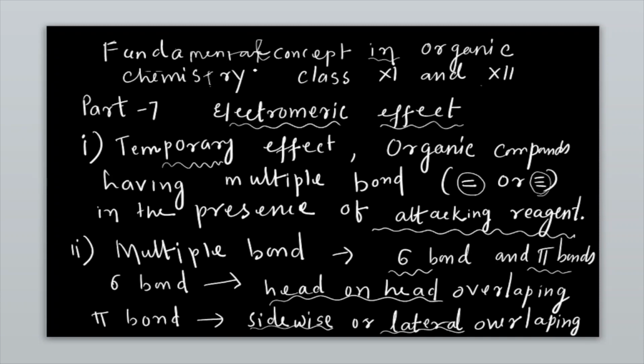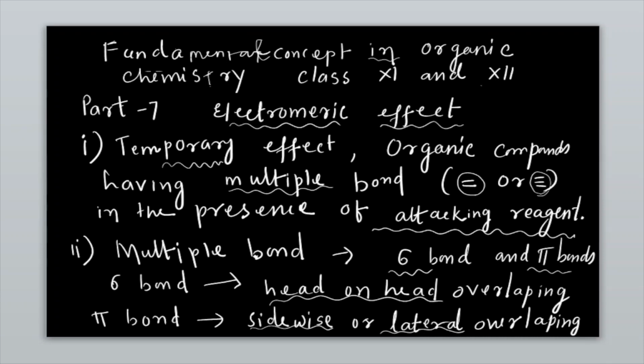Now the topic is fundamental concepts in organic chemistry for class 11th and 12th. This is part 7, where I am going to explain the electromeric effect. The question is, what is meant by the electromeric effect? It is a very temporary effect, not a permanent one. It occurs where a multiple bond exists, as a double or triple bond, in the presence of an attacking reagent. Not only the multiple bond, but the attacking reagent is also very important.